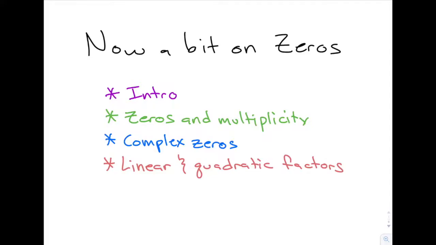In this video, we will talk through some of the relevant ideas that we need to consider when we're looking at completely factoring polynomials. We'll look at zeros and their multiplicities. We'll look at complex zeros and a special property of complex zeros. And then we'll talk about linear and quadratic factors of polynomials.